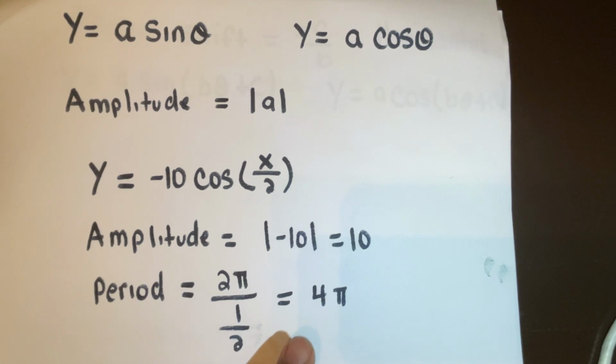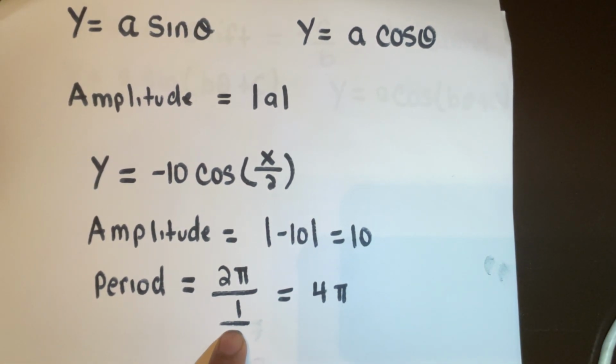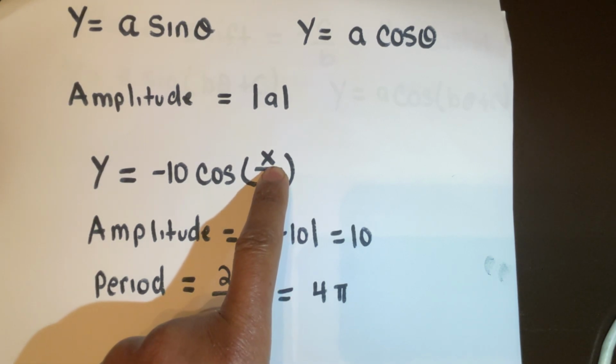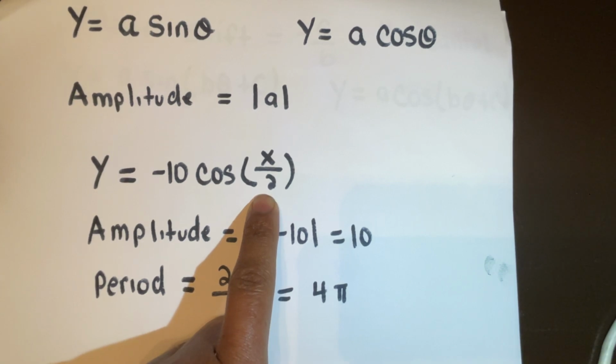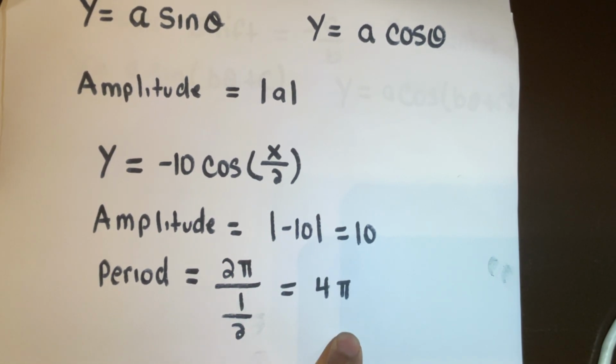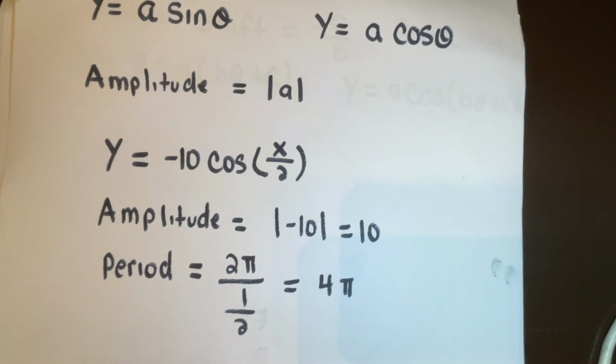All right, and so I also found the period. The period was the angle they're using for the angle measurement, x this time. So my b is going to be 1/2. So I have 2 pi divided by 1/2. So the period of this is going to be 4 pi.